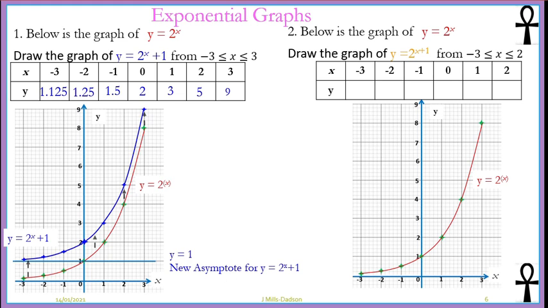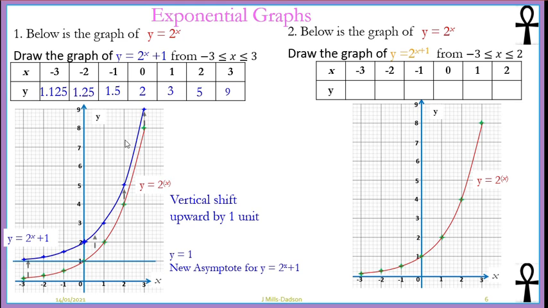Secondly, look at what is happening. Just look at the arrows. Each coordinate point is shifting up 1 unit. All because we are still adding 1 to the original function, 2 to the power x. So we can say there's a vertical shift upward by 1 unit.